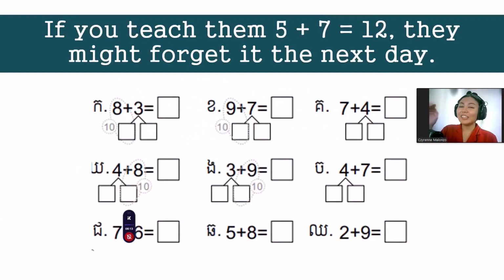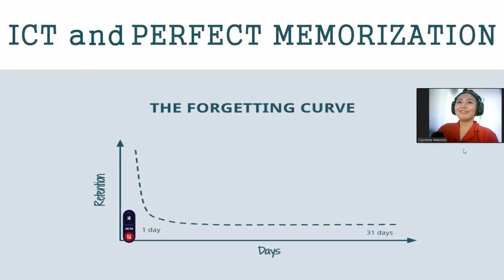Here in the title, you can see that if you teach your students 5 plus 7, they might forget it the next day. We already know that addition is 5 plus 7 equals 12, but they have to know and they have to be able to memorize this. So, what are we gonna do? Here, ICT and perfect memorization so that we will not have the forgetting curve for the students.